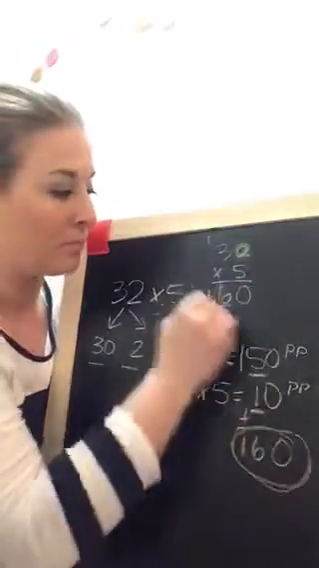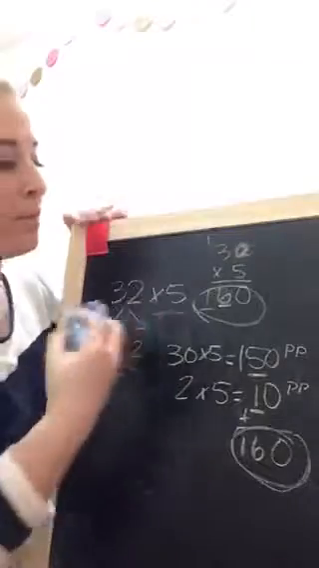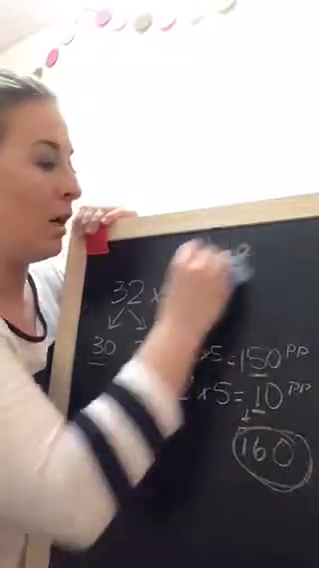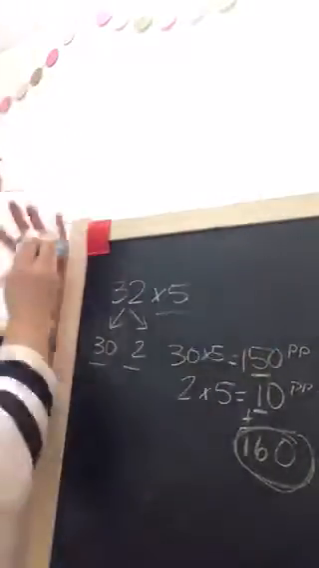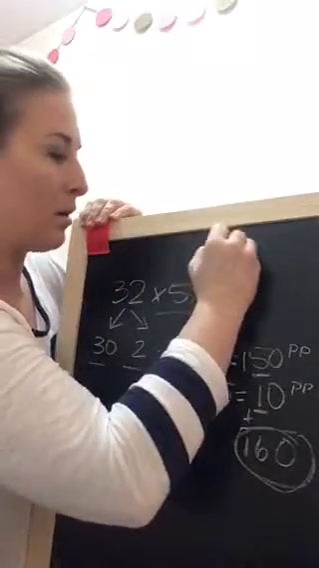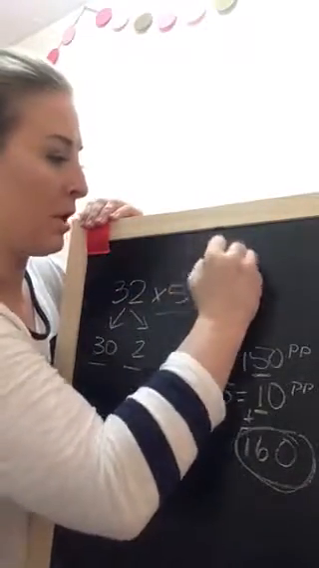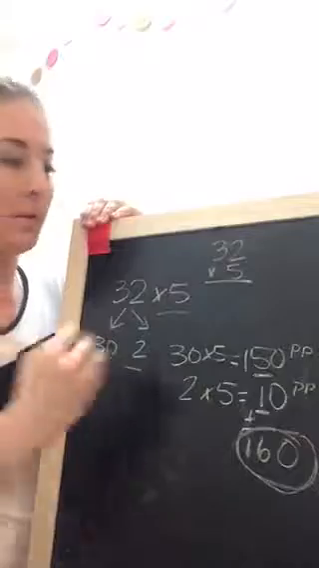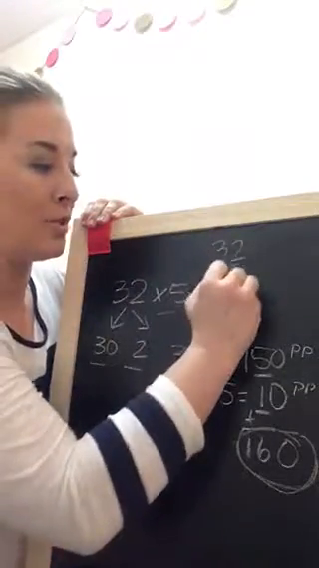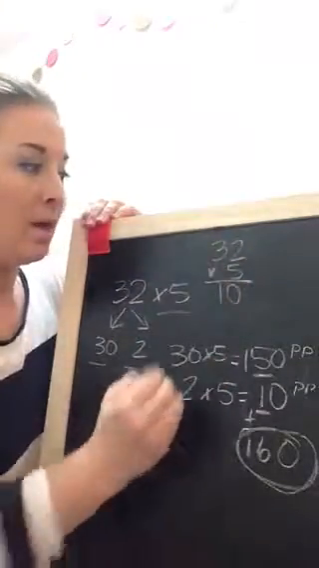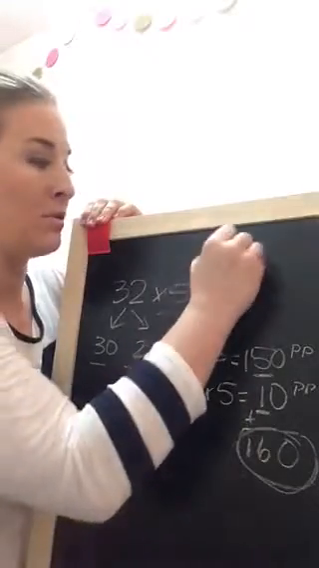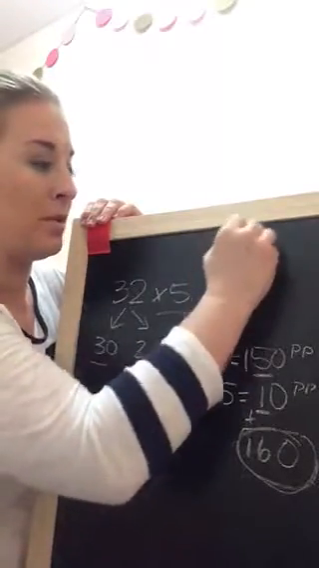So here they match. One way we show this is how we do it as adults. Kids have been learning to do it this way. 32 times 5. So they've been learning to do 2 times 5, which is 10. I tell my kiddos, you're not using this 2 anymore. Turn it into a 0.